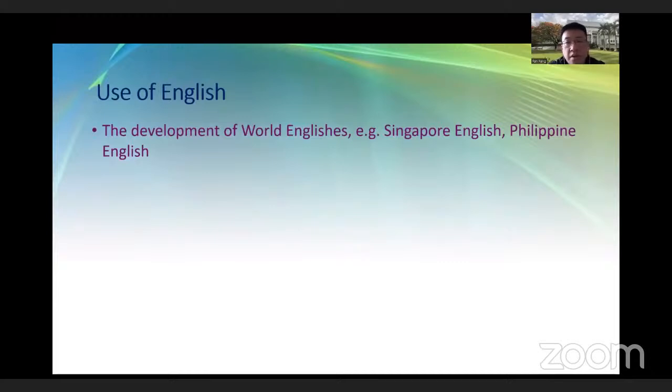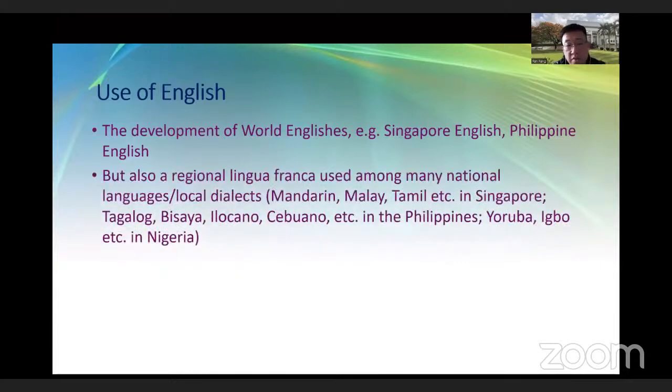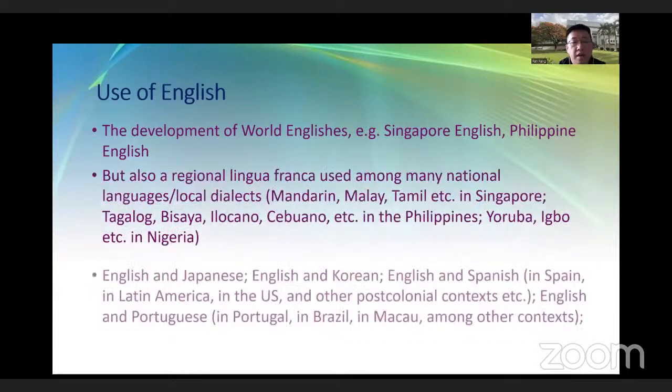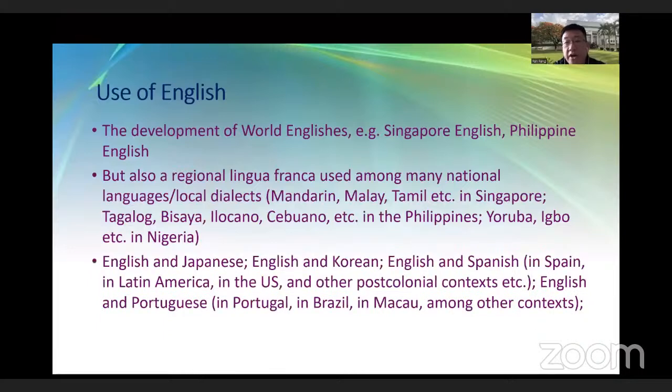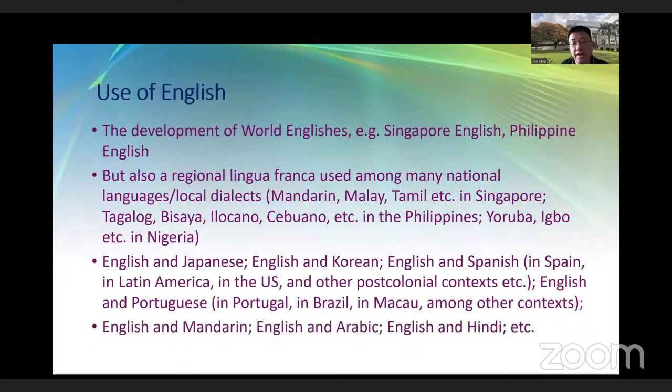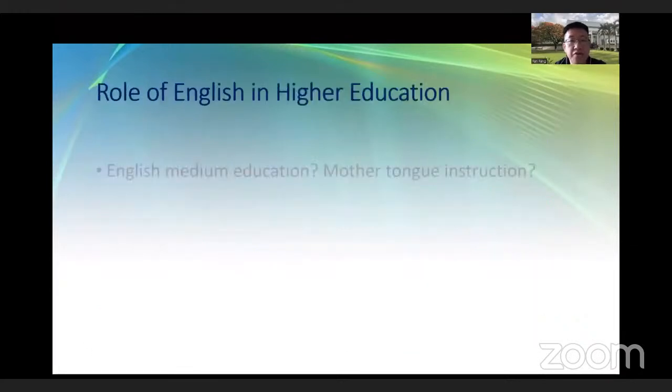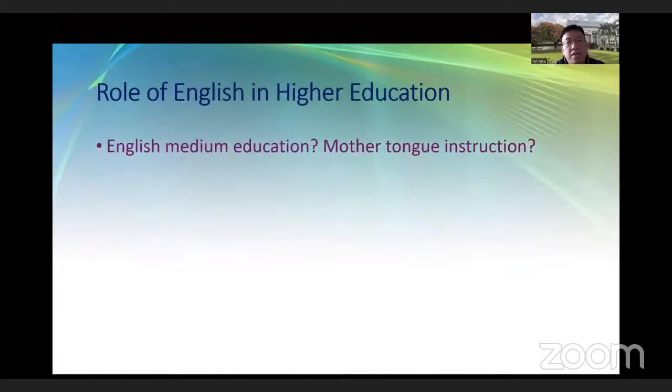And there are previous language ideologies, such as world Englishes and English as a lingua franca, and we also need to recognize lots of post-colonial varieties of English, and that English is used in expanding circle contexts, right? The complexity of the language context. So what is the role of English in higher education?